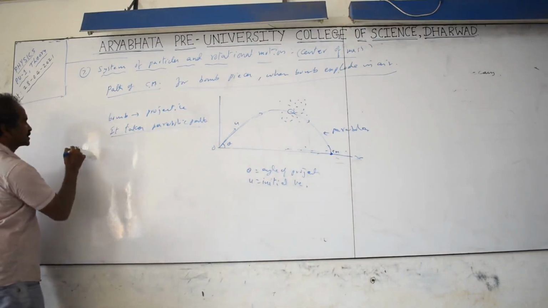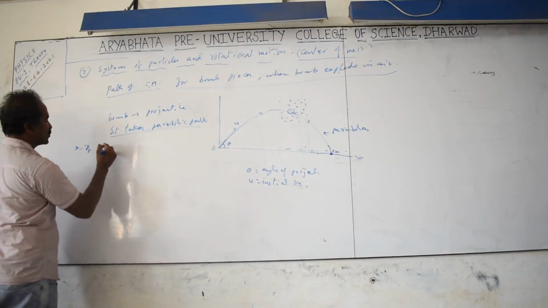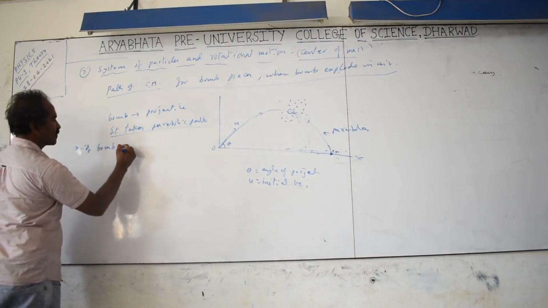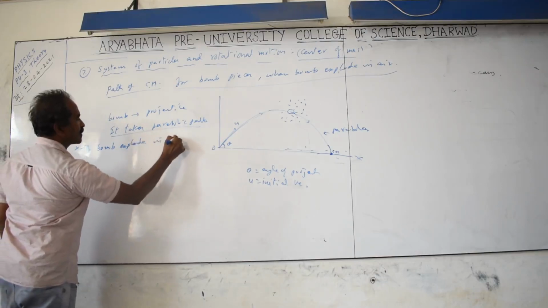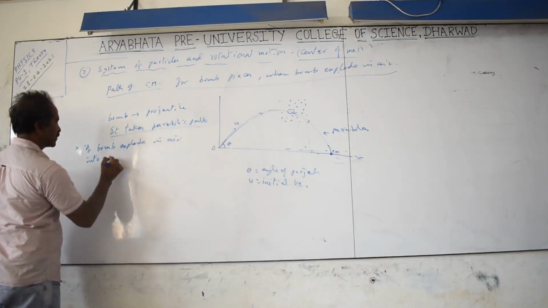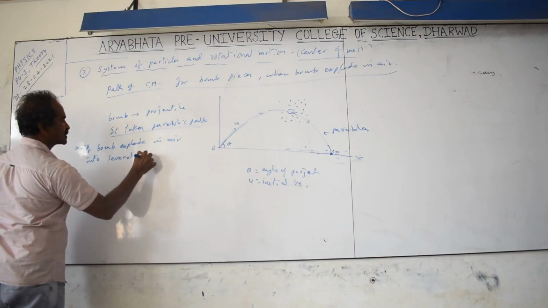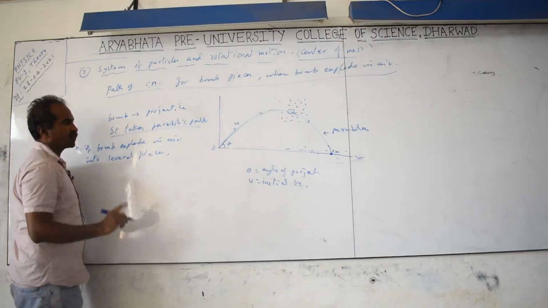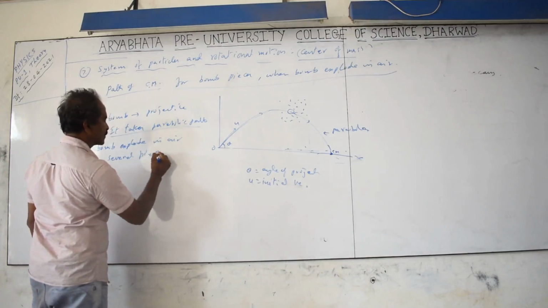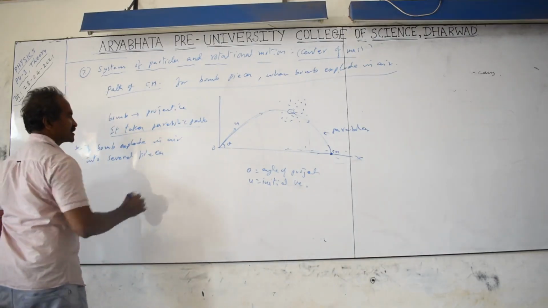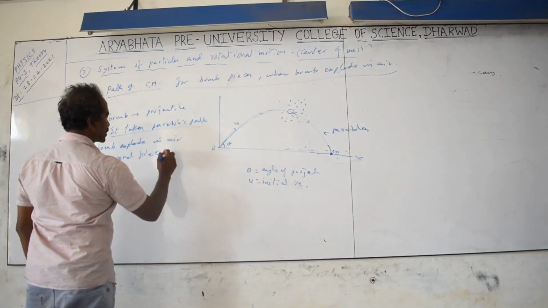Next, if the bomb explodes in air into several pieces, the force is internal. That point is important: internal force does not affect the center of mass. The bomb explodes into several pieces flying in different directions.